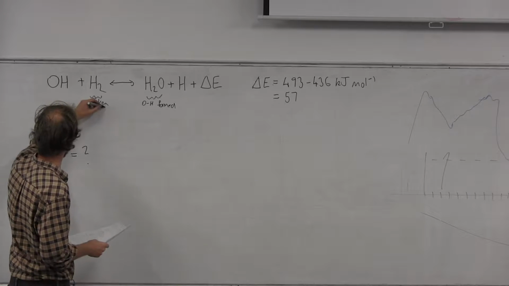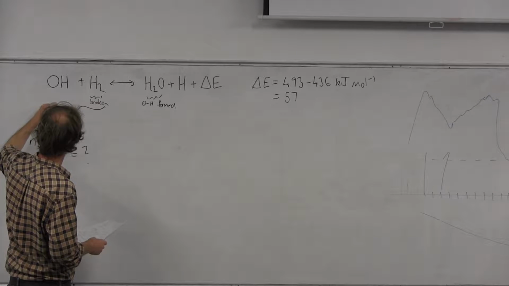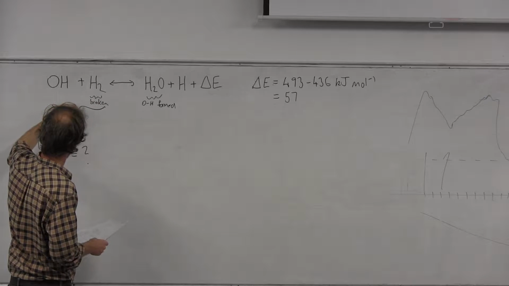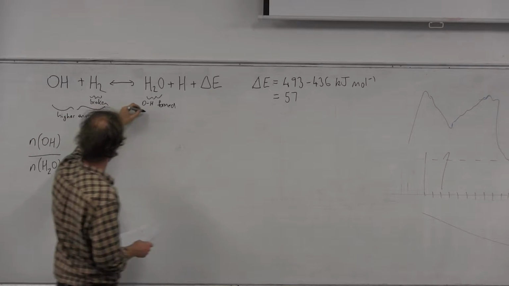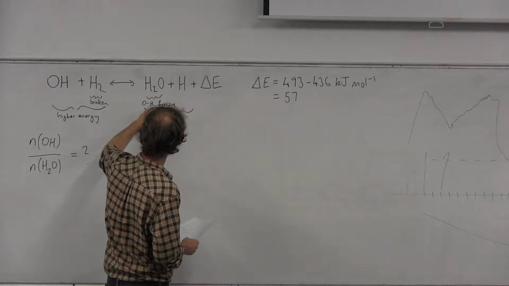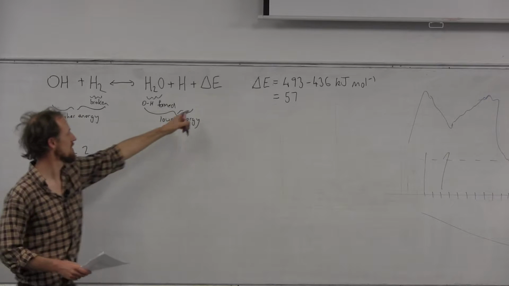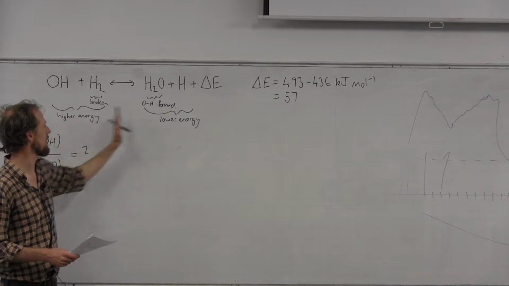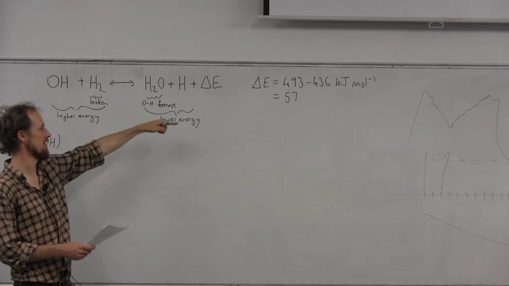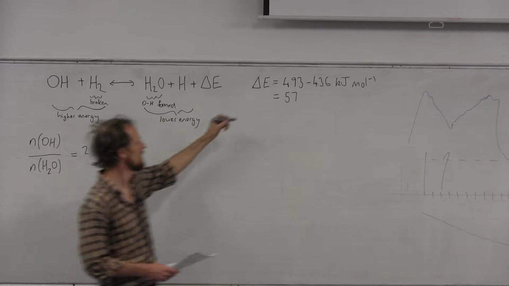Anyway, so we can state that this has higher energy, and this has lower energy, because this is a positive number. Like, energy is coming out when you head in this direction. You require energy to go back.